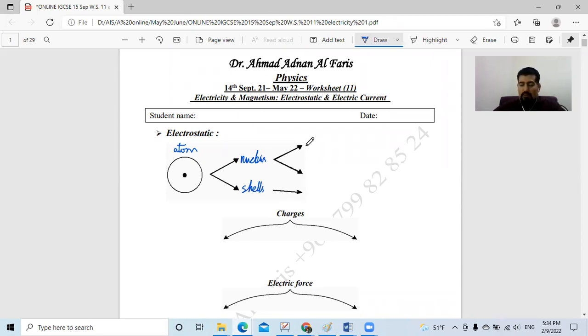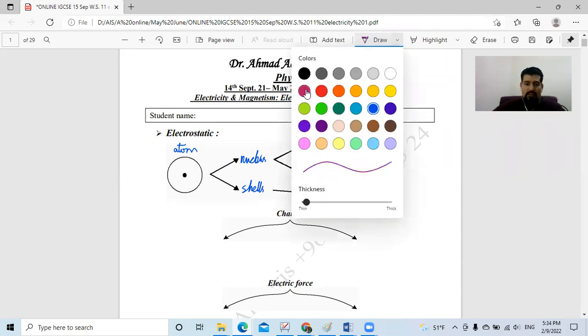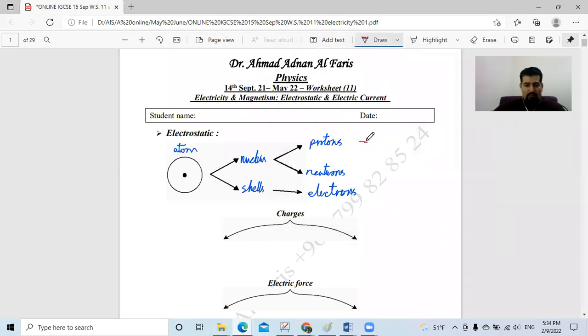In the nucleus, what do we have? We have something called protons, and something we call what? Neutrons. And around these shells, there are electrons orbiting around the nucleus. Exactly, electrons. So as all of us know, protons have a positive charge, and neutrons have a neutral charge, and the electrons, they are negative.